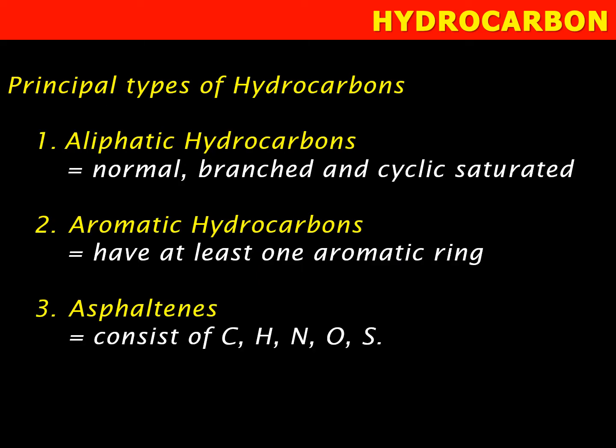There are three principal types of hydrocarbons. The first one is aliphatic hydrocarbons. These hydrocarbons are normal, branched and cyclic saturated. The second is aromatic hydrocarbons, which have at least one aromatic ring. And the last one is asphaltenes, which consist primarily of carbon, hydrogen, nitrogen, oxygen, and sulfur.